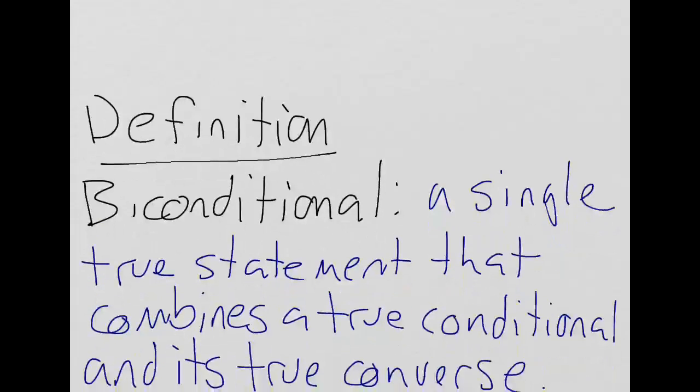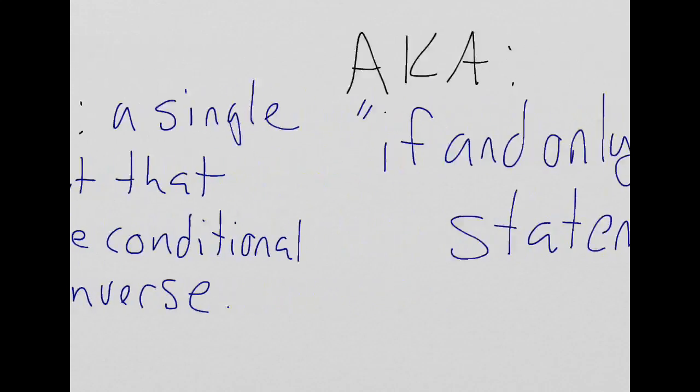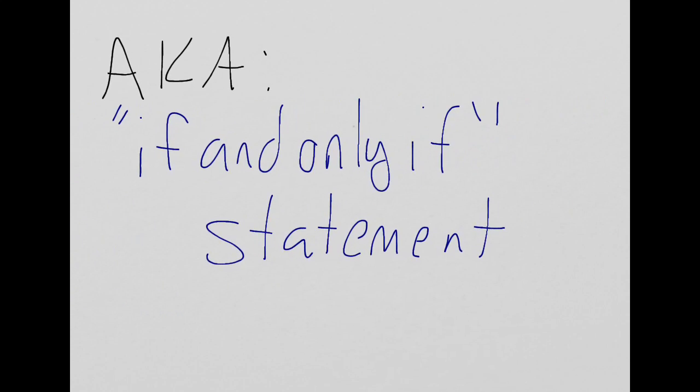And it's time for section 2-3, biconditional statements. So first I'm going to start you off with a definition. The definition for a biconditional statement is a single true statement that combines a true conditional and its converse. Biconditional statements are also known as the if and only if statement.